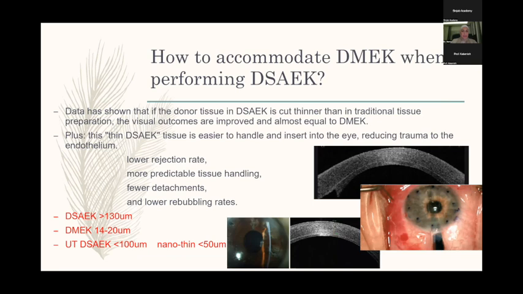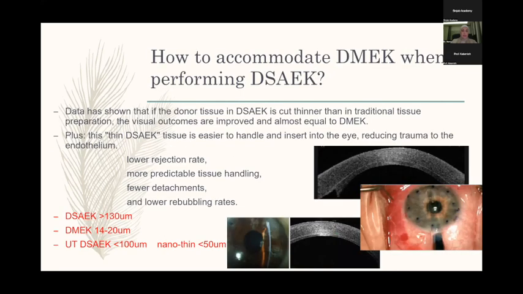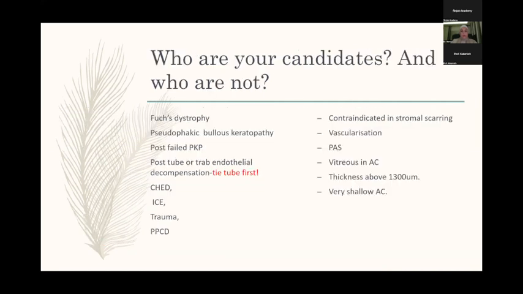When we talk about DSAEK, we're talking about grafts that are almost 130 microns in thickness. In DMEK, the graft thickness is only 15 to 20 microns, which is a true replacement of the Descemet membrane. In the ultra-thin DSAEK, we're talking about less than 100 microns in thickness, while in the nano-thin DSAEK, we're talking about less than 50 microns of lamellar thickness.